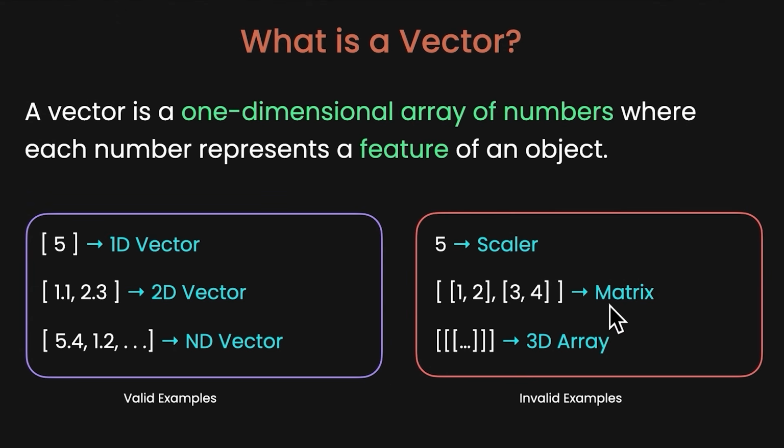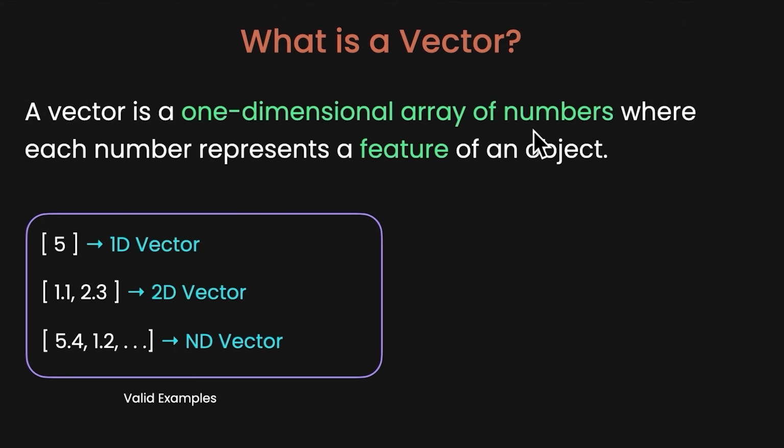This is a matrix. Then you have this three-dimensional array. This is not a one-dimensional array, so again, this is not a valid example of a vector. These are all invalid examples of vectors. I wanted to highlight this so that the difference between vectors and examples which are not vectors is very clear. From this difference, you know that a vector is just a one-dimensional array of numbers. Okay, so keep that in mind. Now, before we move on, here's a question for you.